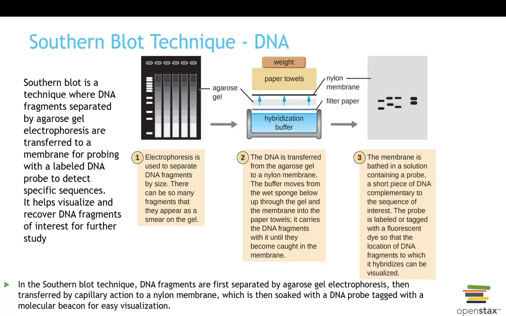And then we have Western blot. Western blot is used for visualization and identification of proteins. So Southern blot is related to DNA, Northern blot is related to RNA, and Western blot is related to protein. And there is no Eastern blot.